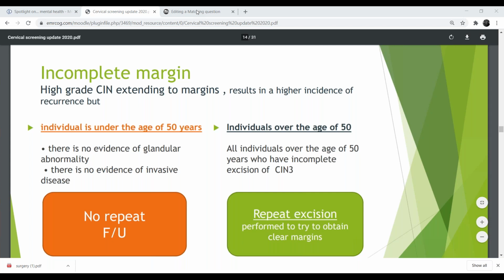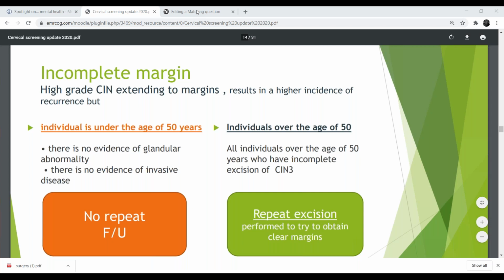So when you have in the exam an incomplete excision margin of CIN2 or 3, think about the woman's age. If the patient is below 50, no need to repeat the excision, just follow up. For the patient over 50, repeat the excision to obtain a clear margin. This is the trick, which is very, very important and repeated, and one of the cases that comes a lot in the examination.